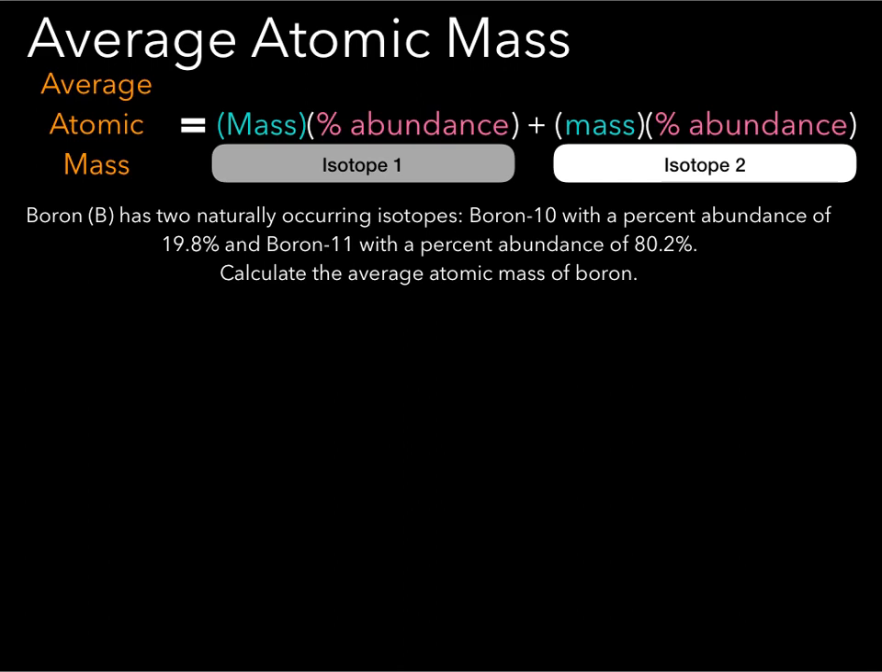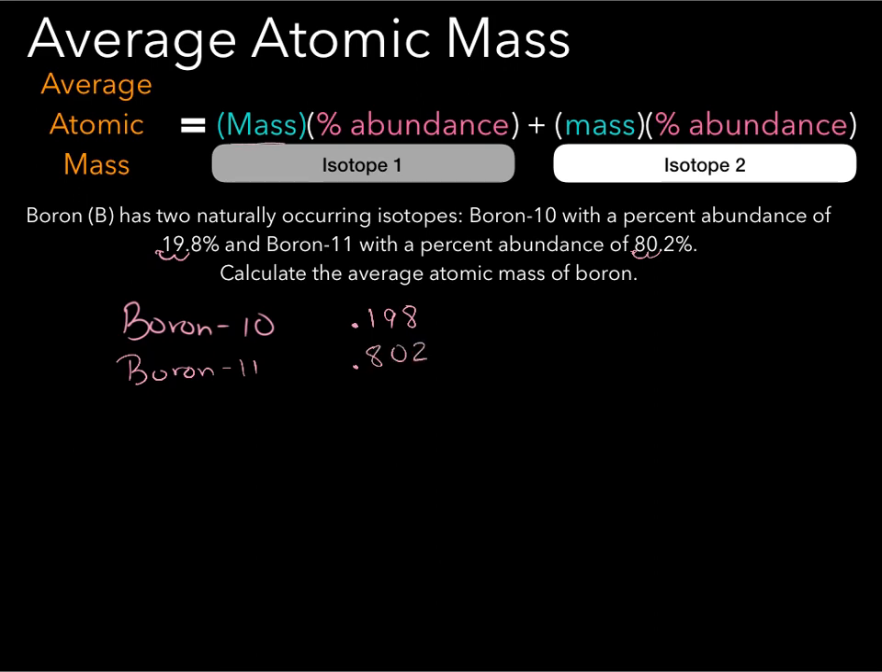We're going to take our first isotope, which is boron 10, and we know that the percent abundance is listed right over here. When you're adding percentages to a formula, you have to remember you always want to change them to a decimal. So our percent abundance now is 0.198. Our second isotope, boron 11, has a percent abundance of 80.2. If we change that to a decimal, it's going to be 0.802.